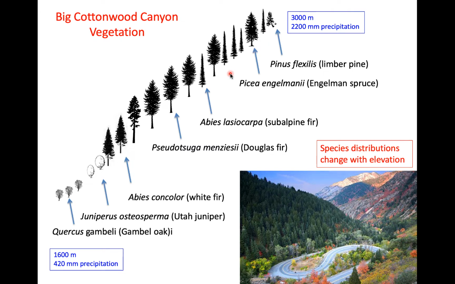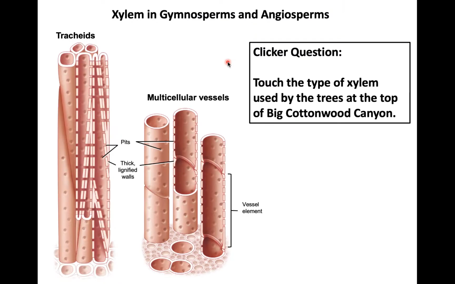gymnosperms are adapted to freezing conditions. As we're going up the mountain, it's getting colder and colder and colder. You actually get more precipitation as you go up the mountain, which is also nice, but the extremely cold conditions are the reason why the gymnosperms are doing so well up there. And that is because of the same thing that we've already talked about before, which is the difference in xylem in gymnosperms and angiosperms.